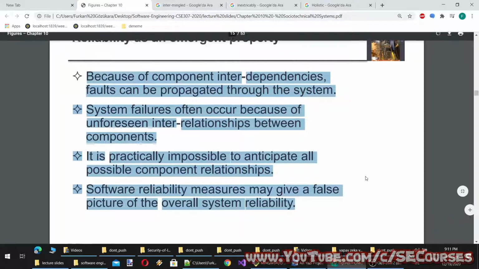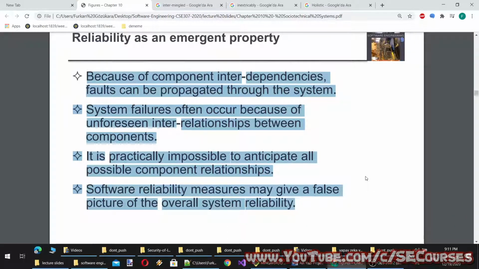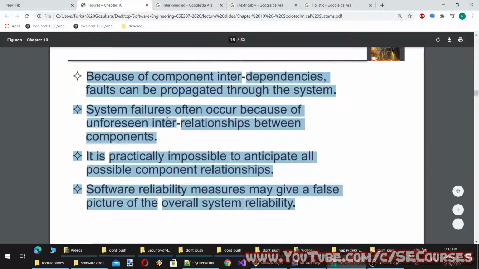Reliability as an emergent property. Because of component interdependencies, faults can be propagated through the system. System failures often occur because of unforeseen interrelationships between components. It is practically impossible to anticipate all possible component relationships. Software reliability measures may give a false picture of the overall system reliability.